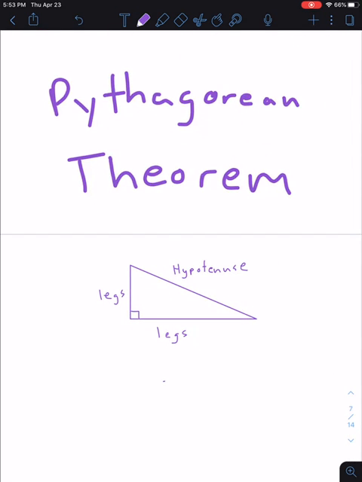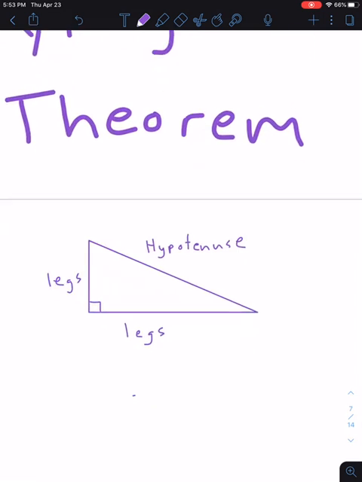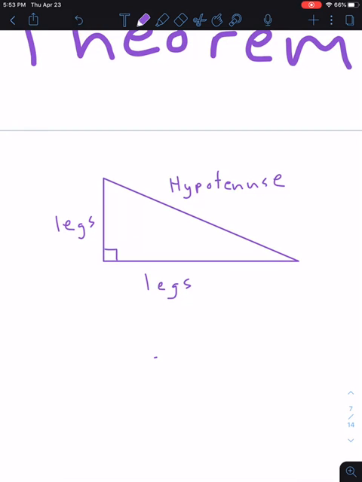Also, today we're in Unit 8, Lesson 6, so you can follow along in your workbook with that. So we've got two legs and a hypotenuse.